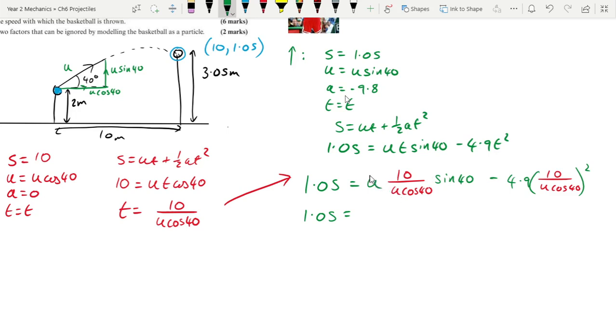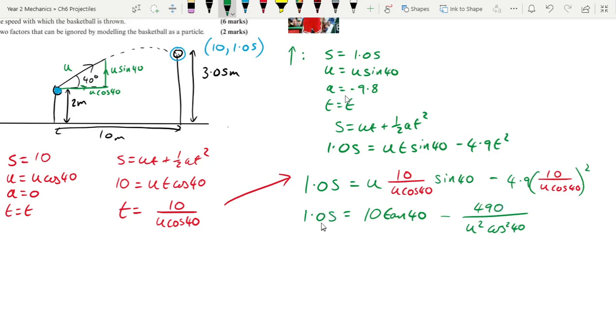So in this term here, the u's will cancel out. I've got a u divided by u, so they're going to cancel out. The 10 will stay there. I've also got a sine 40 divided by a cos 40, so I'm going to end up with 10 tan 40. You could work this out as a number instead, but for now I'll write it as 10 tan 40. And then we've got minus, well, when we're squaring this fraction, that's going to be 10 squared divided by u squared cos squared 40. So on top I've got 100 times 4.9, so that would be 490 over u squared cos squared 40. Okay, and that's obviously the same as cos 40 times cos 40.